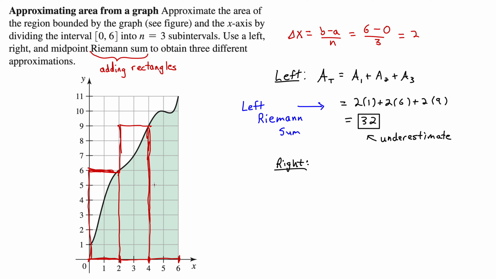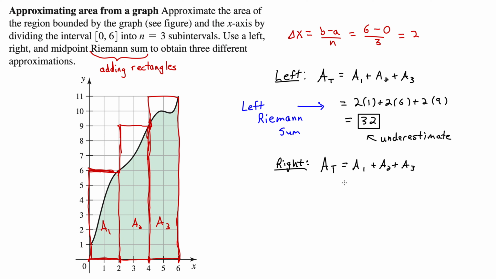Okay. And then for our third rectangle, we go all the way out to 6. And that brings us up to 11. And down to complete our 3 rectangles. Okay, so now we have A1, A2, and A3. So the total area again is the sum of those 3.